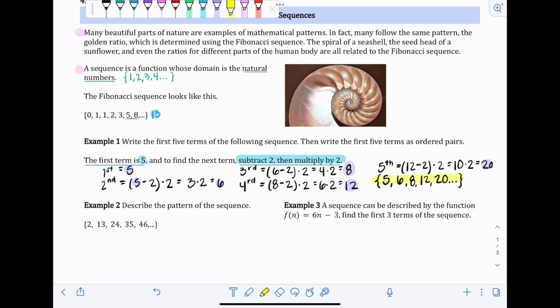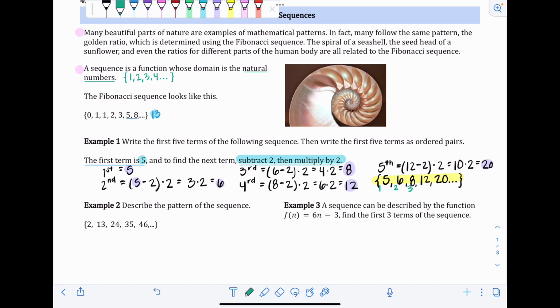And now if I wanted to write it as a set of ordered pairs, I would have to think in terms of my knowledge of functions, and the input is going to be my set number. Up here, it says the domain is the natural numbers, so the input is going to be the term number and the output is going to be the actual value. So this is term 1, the output is 5. This is term 2, the output is 6. This is term 3, the output is 8.